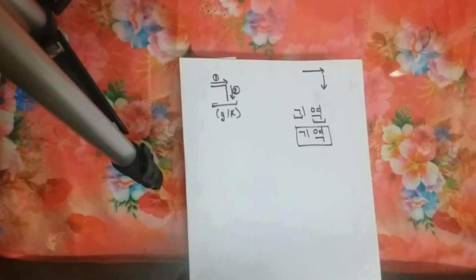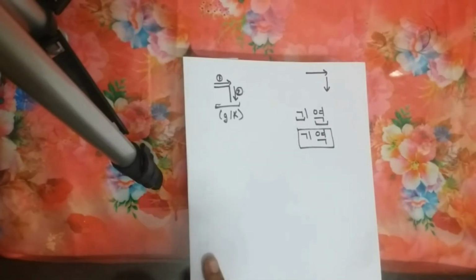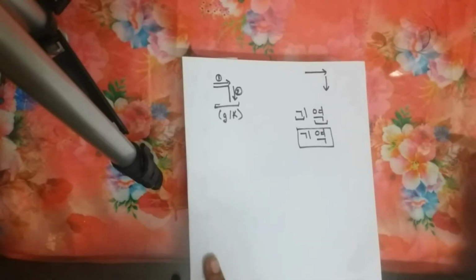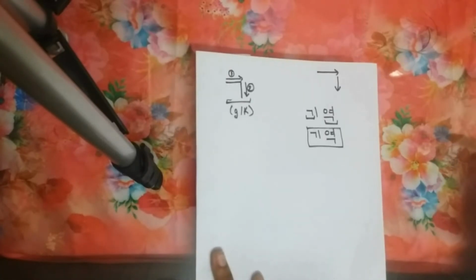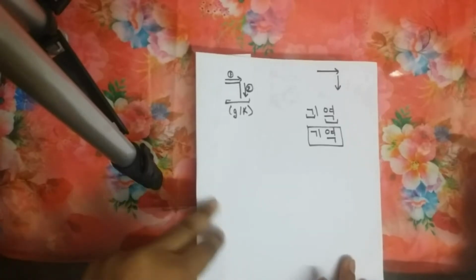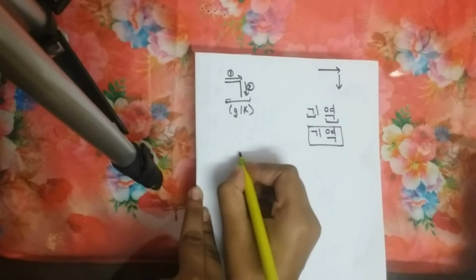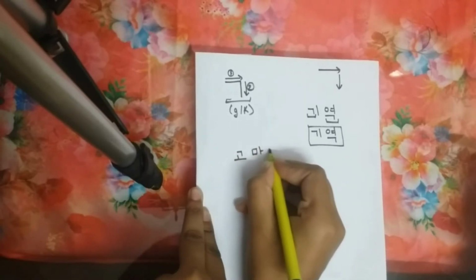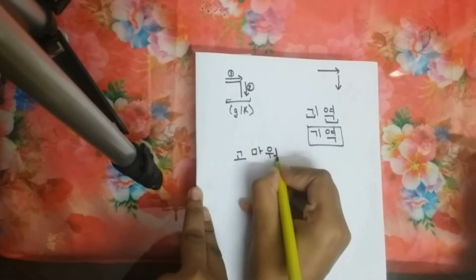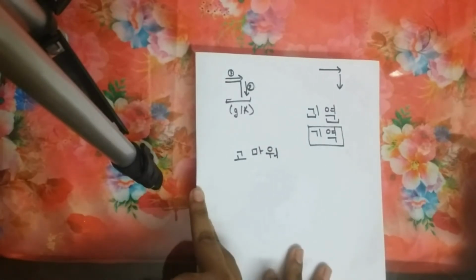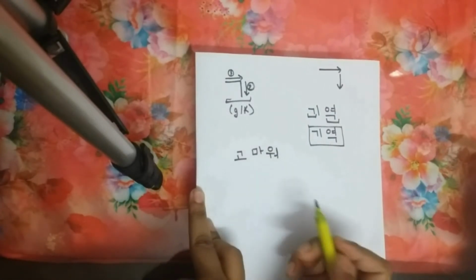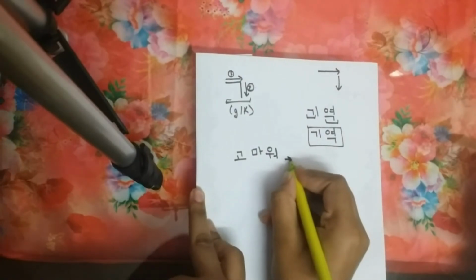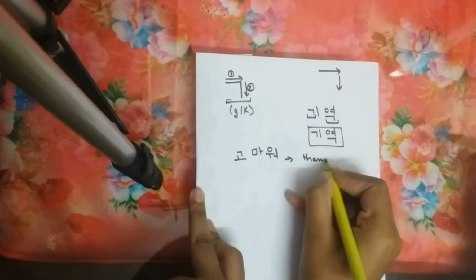Okay, so let's just see this letter with 5 words, and for every letter we are going to do 5 words for each alphabet. So our first word is, you all might know the meaning of this word. Can you read it? It's 고마워, 고마워, and this means thank you.